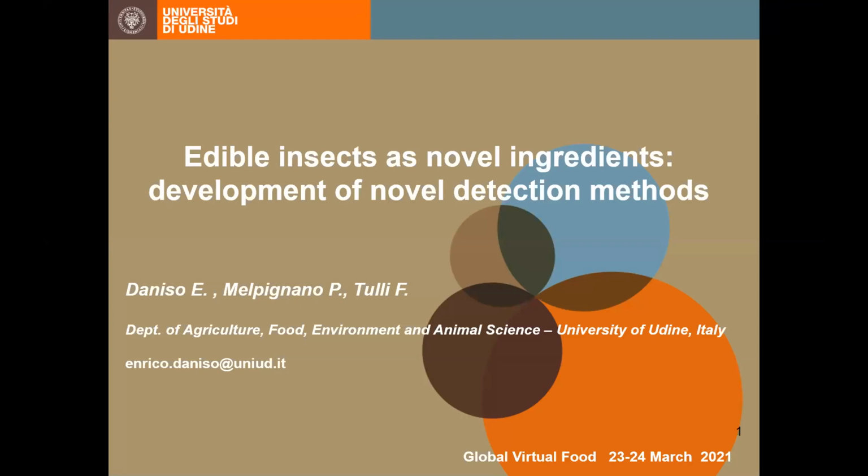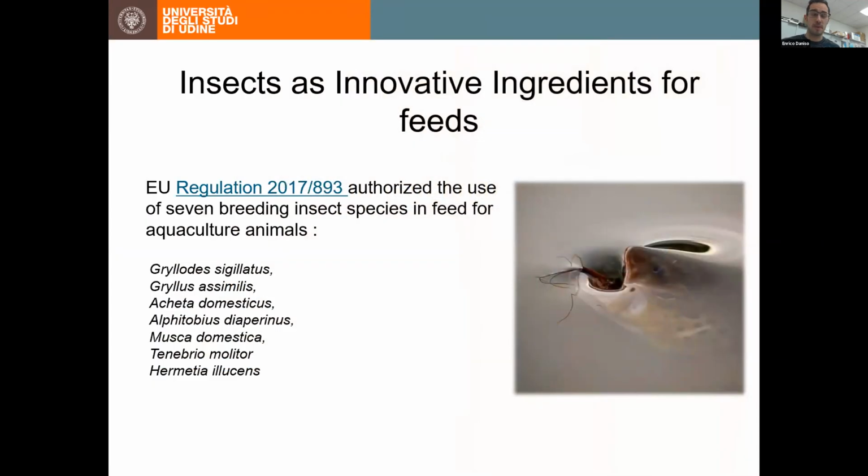So, I'm Enrico Daniso from the University of Udine, and today I will talk about some methods for the identification of insects in novel food. My specialization is not in food, but in detection of different compounds. I work in the University of Udine in the aquaculture department.